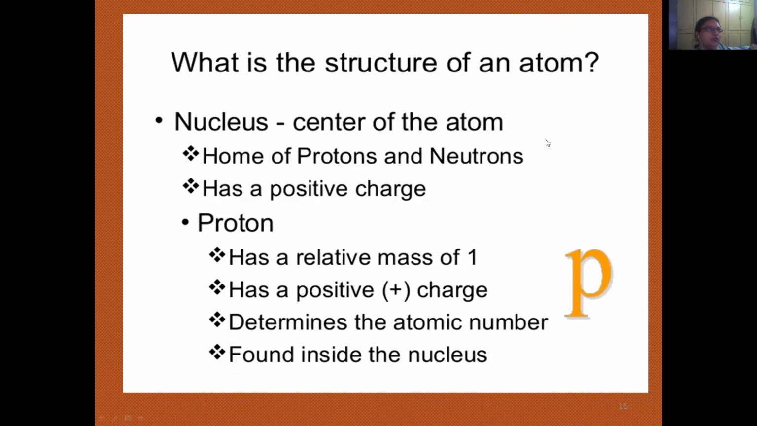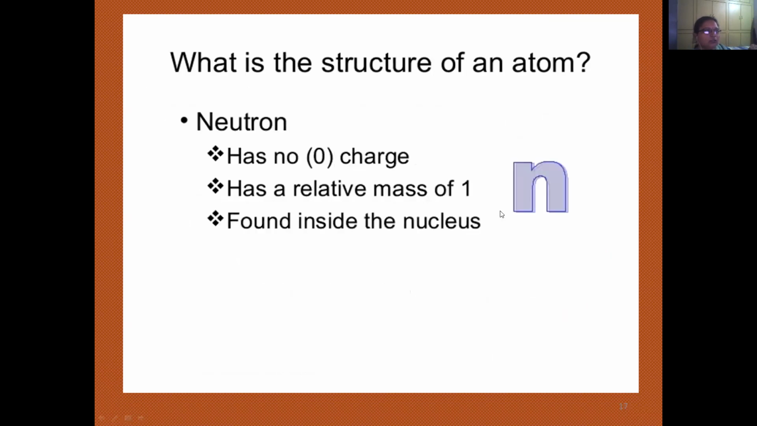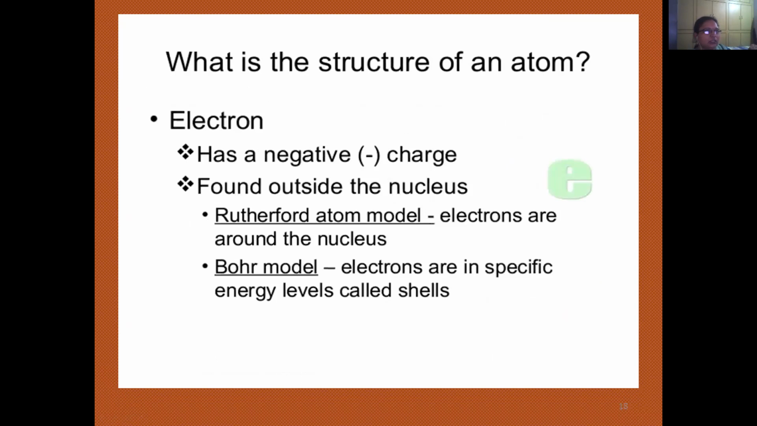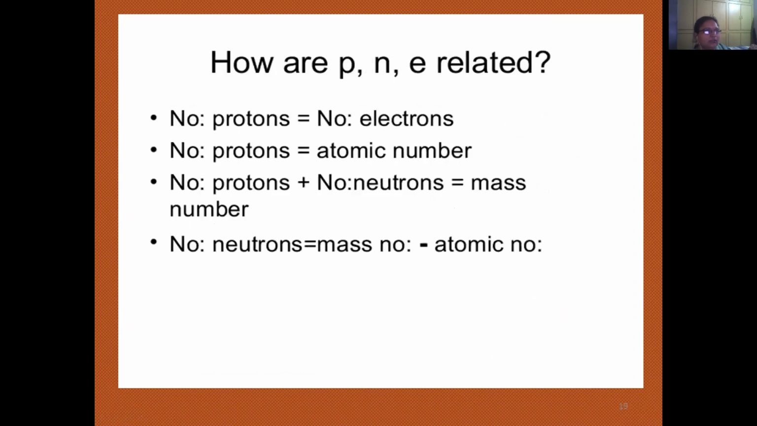Then, what is the structure of an atom? It has the nucleus, protons, electrons, and neutrons, as already told. How are they related? The number of protons is equal to the number of electrons. The number of protons is the atomic number. The number of protons plus the number of neutrons is equal to the mass number. And the number of neutrons is equal to the mass number minus the atomic number.